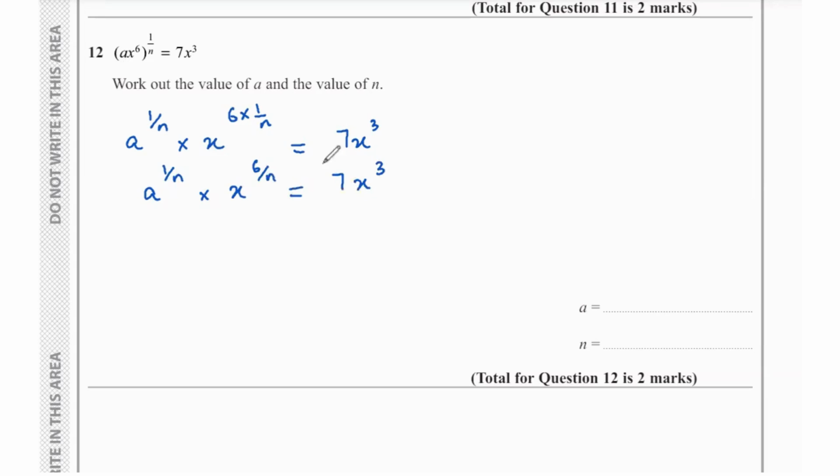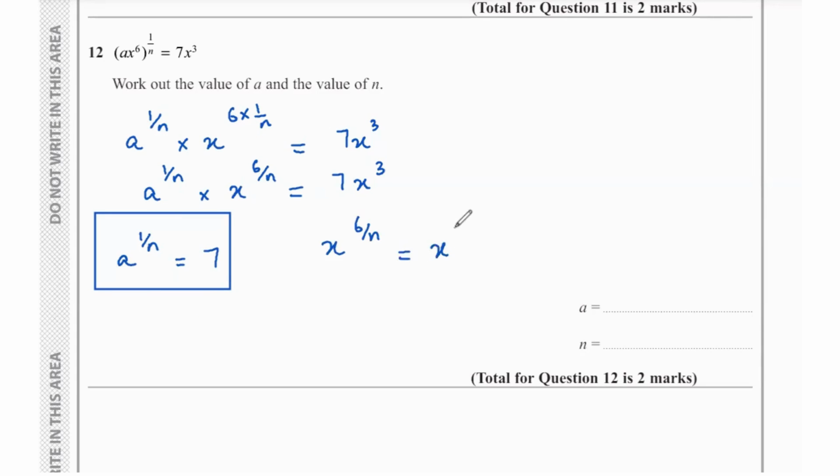equals 7x cubed. Now, since the left-hand side is equal to the right-hand side, that means we can put the coefficients equal to each other and the variables equal to each other, which means A to the power of 1 over n is equal to 7. This is our first equation. And our second equation is going to be x to the power of 6 over n equals x cubed.